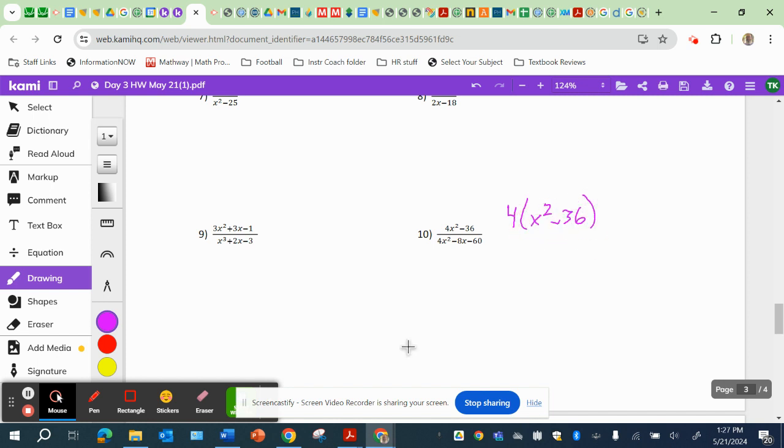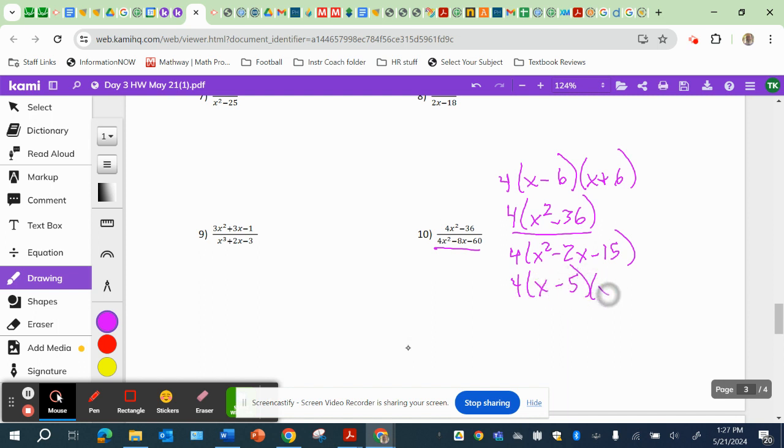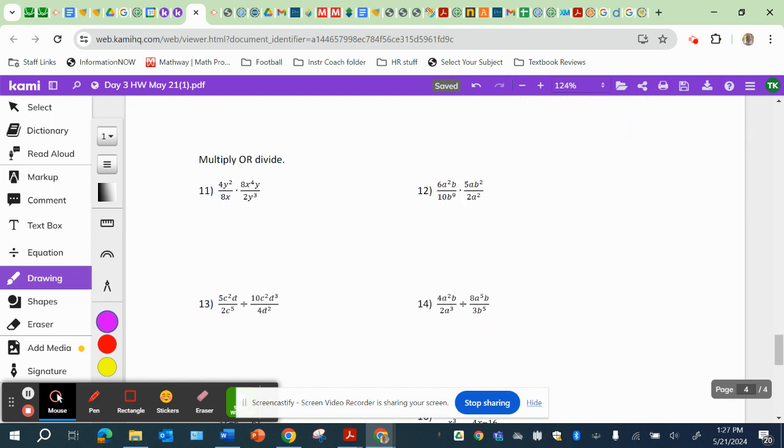Sometimes you can factor twice. You can take a 4 out of there. And then I just factor above. Usually something will cancel out. In this case, only the 4 cancels, because it doesn't factor as far as you think.